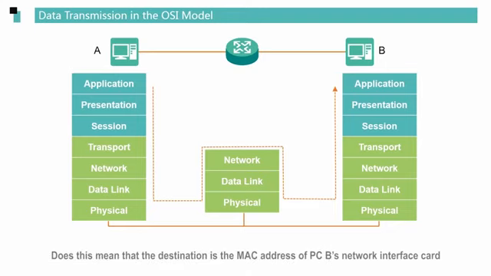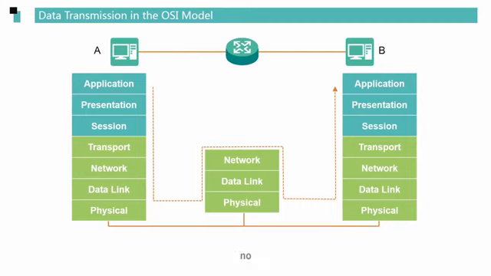Does this mean that the destination is the MAC address of PCB's network interface card? In this case, no. MAC addresses are valid only on LANs. The destination address is therefore the gateway MAC address. All of the data is turned into a stream of bits, for example, 1010, at the physical layer and is transmitted to the router through a network cable.